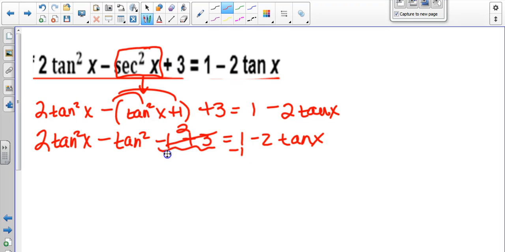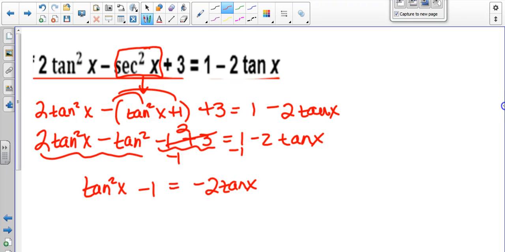If I subtract this 1, combine those and I get what? 2 tangent squared minus 1 tangent squared is tangent squared. This all became a minus 1. What else? We're going to have to factor. We're going to have to add this over here and make it 0. No, we can't take out a tangent.